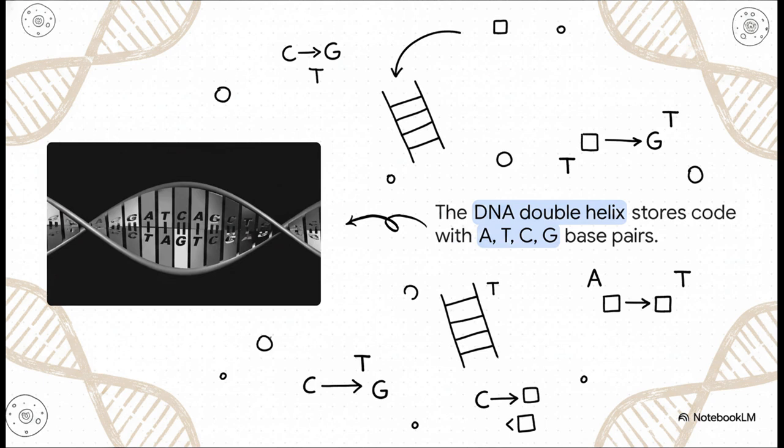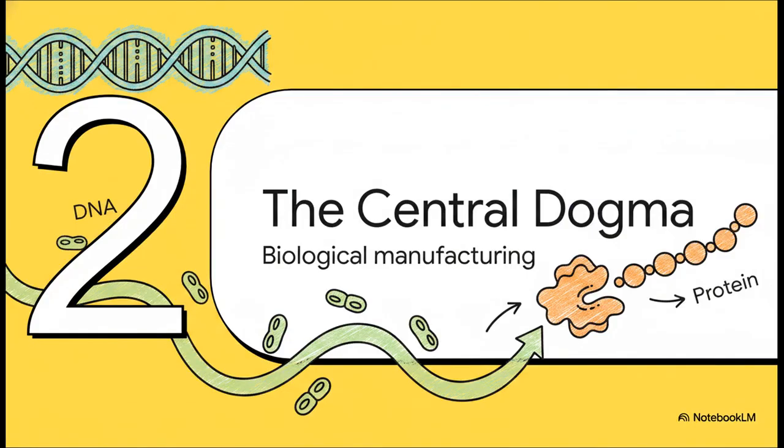And this beautifully twisted ladder is the actual physical hard drive for that genetic code, the DNA double helix. The rungs of this ladder are made up of nitrogen-containing bases, and they follow a really strict set of rules. Adenine, or A, absolutely always pairs with thymine, T, and cytosine, C, always pairs with guanine, G. This complementary pairing is brilliant because it's exactly what allows the cell to confidently back up and faithfully replicate its precious source code.